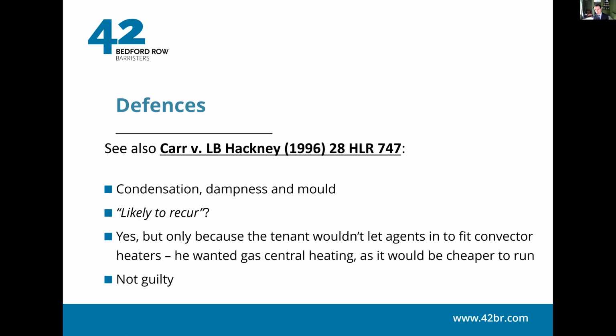There was the issue arising out of the second element of the offence, which is the likely to recur element. Putting aside whether or not it's present, there's also this issue of whether or not it's likely to recur. And that's what was live during this case. That was really the issue only because the tenant wouldn't let agents in to fit a particular heating system, because a different system, a gas heating system, was wanted because that was going to be cheaper to run.